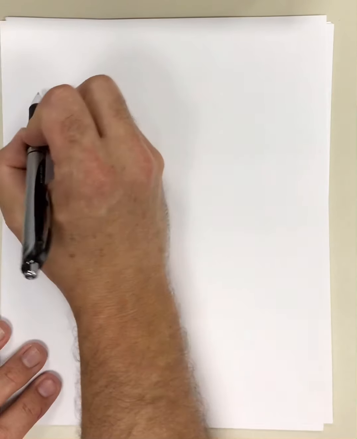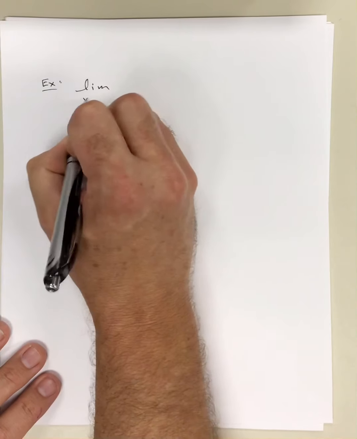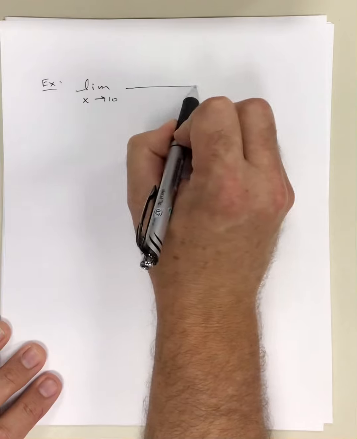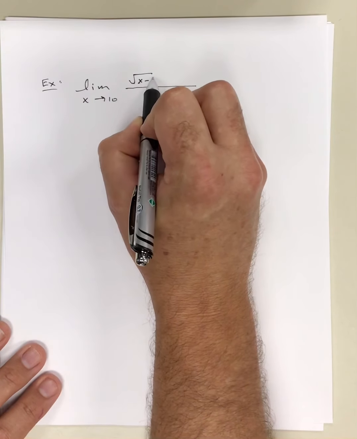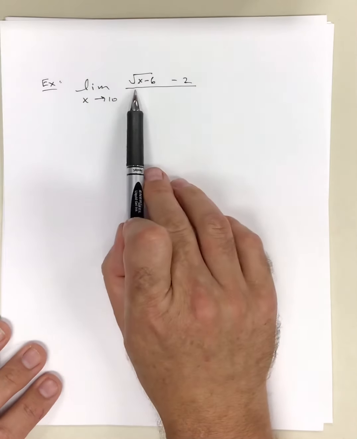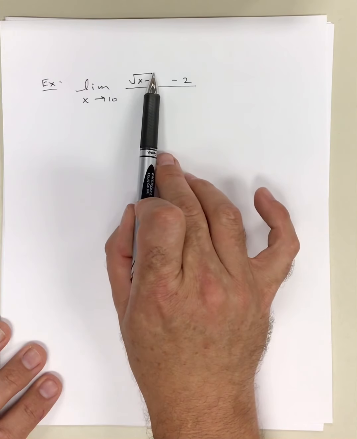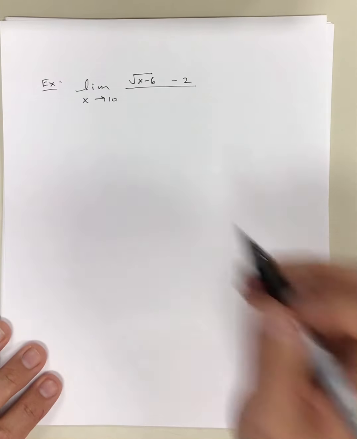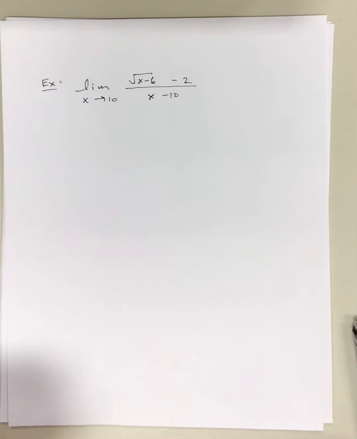So here's an example to get us started. Let's take the limit as x approaches 10, and let the expression in our numerator be the square root of x minus 6, minus 2. Notice with my pen, I'm spacing that out. You'd have to be careful to recognize where the radical ends in a problem that has normal typeface. And let's have the denominator of this expression be x minus 10.